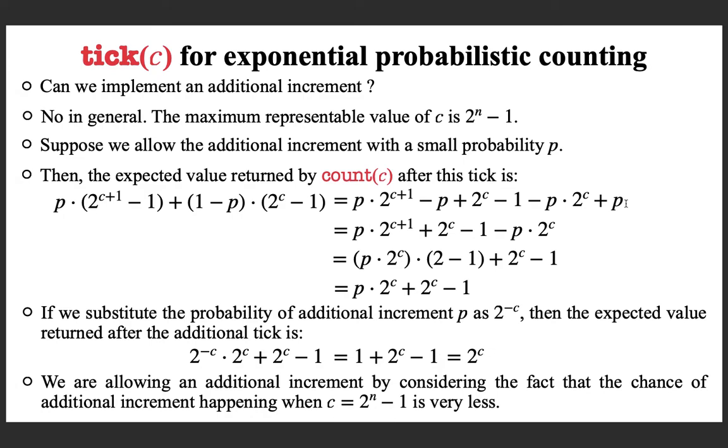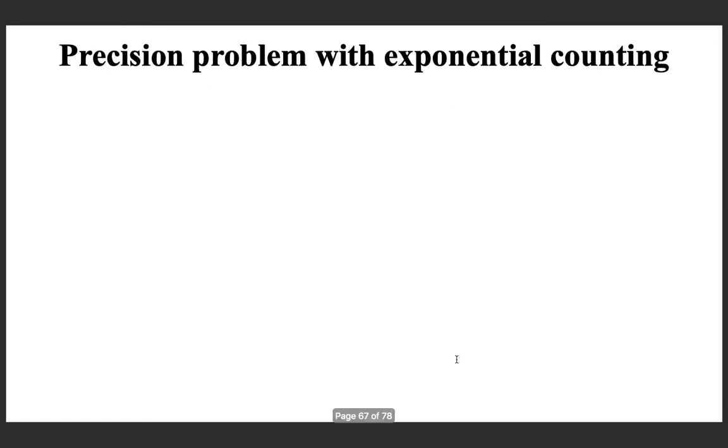Note that with a very small probability we are allowing an overflow case. So we are allowing that with a very low probability value, and it is a very rare chance to get into the maximum value and then you go for the increment, and that is why you allow it.